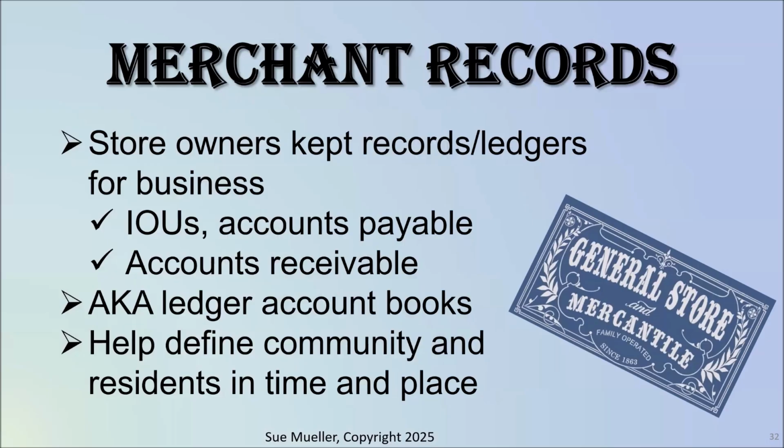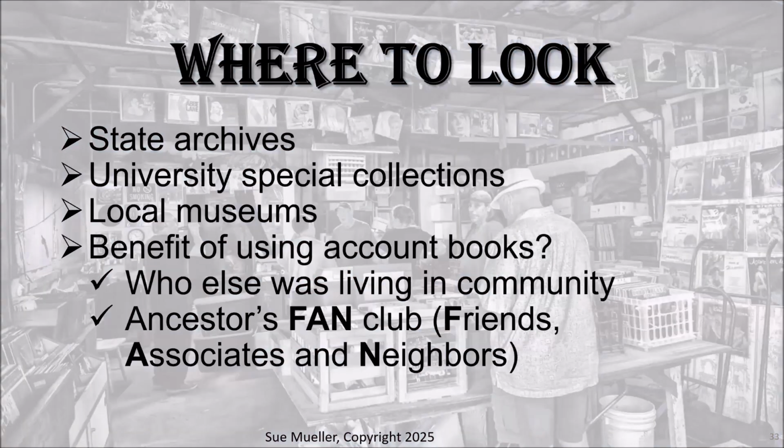Store owners kept records and ledgers for businesses, IOUs, accounts payable, those things. That's not happening today. Some of those records are online, and that will help you to just get a sense of what people were buying, how much things cost. It's hard for us to imagine that you could buy land for $20, but you need to look and see what the cost was for average land, and you can make a decision of whether your ancestor was well off or not so well off.